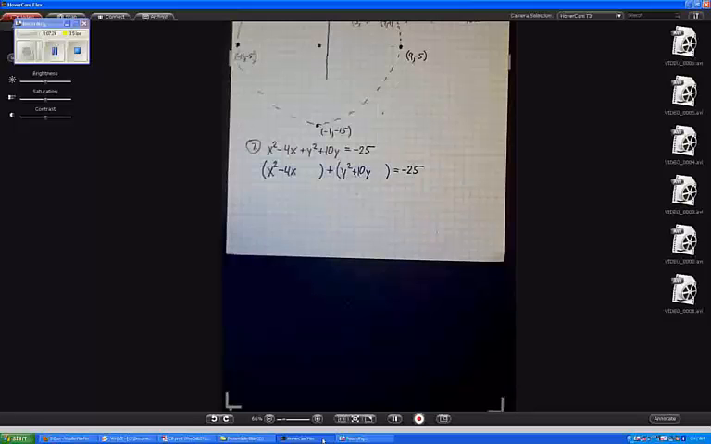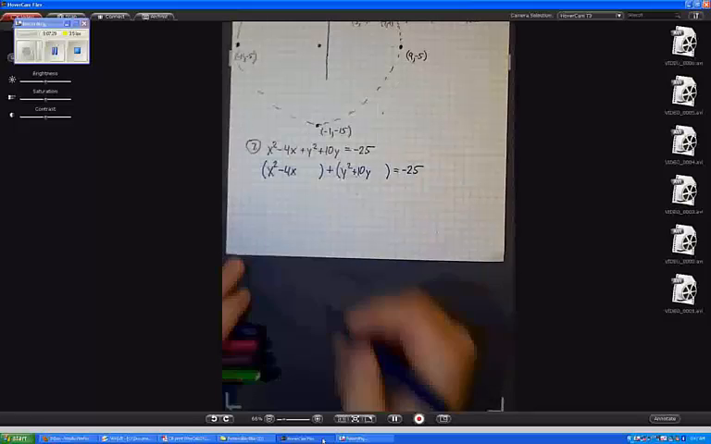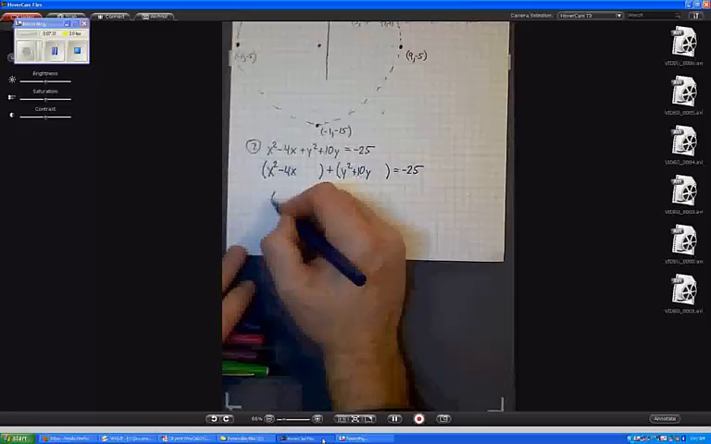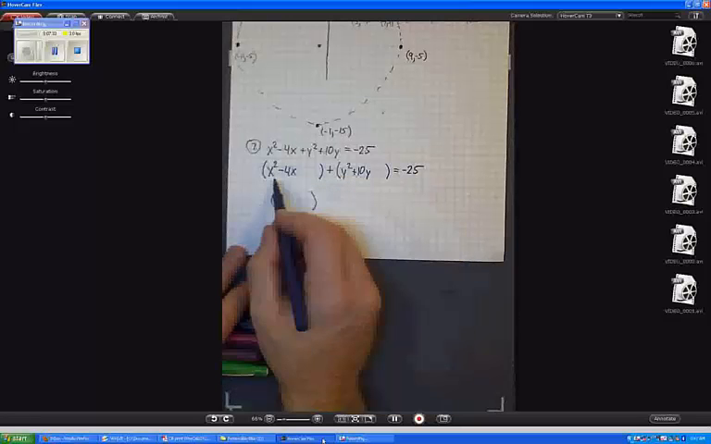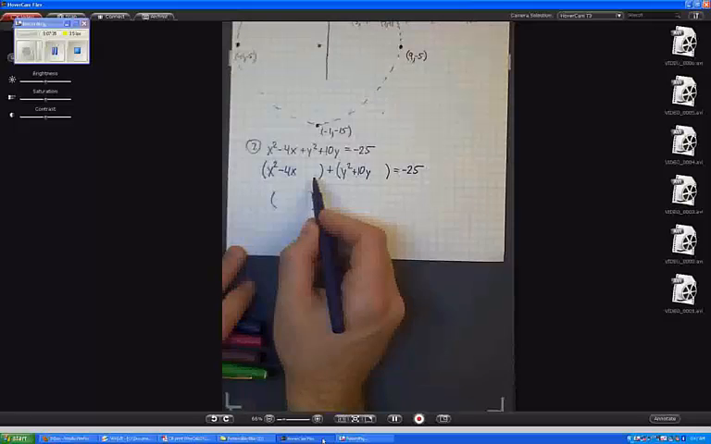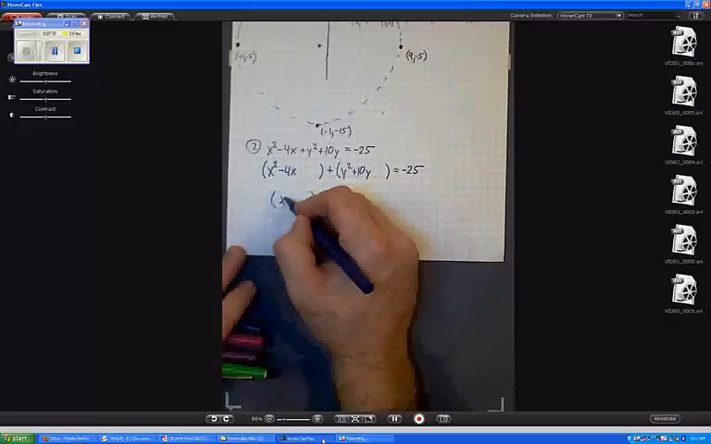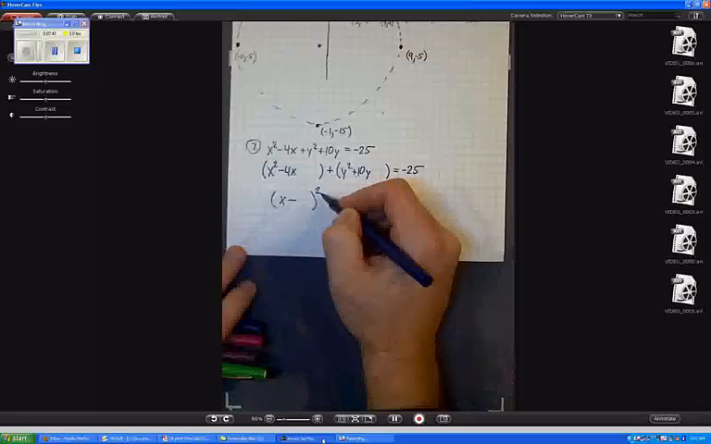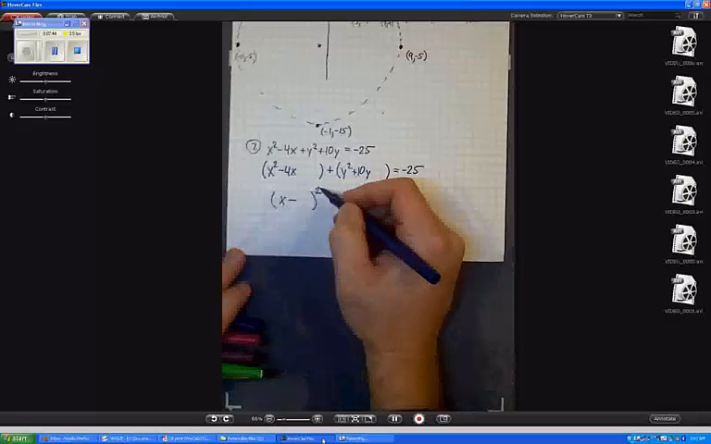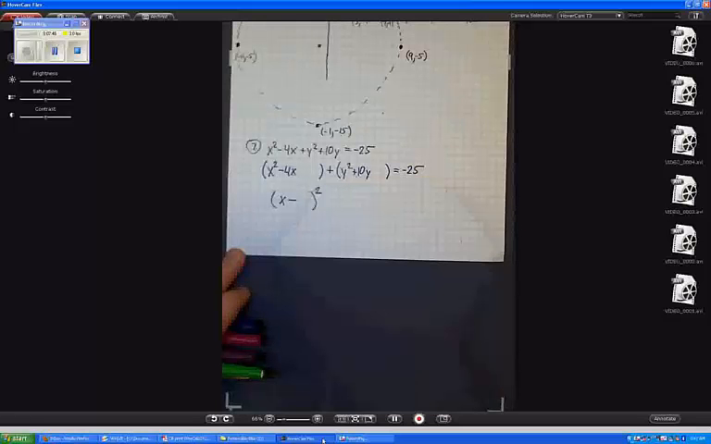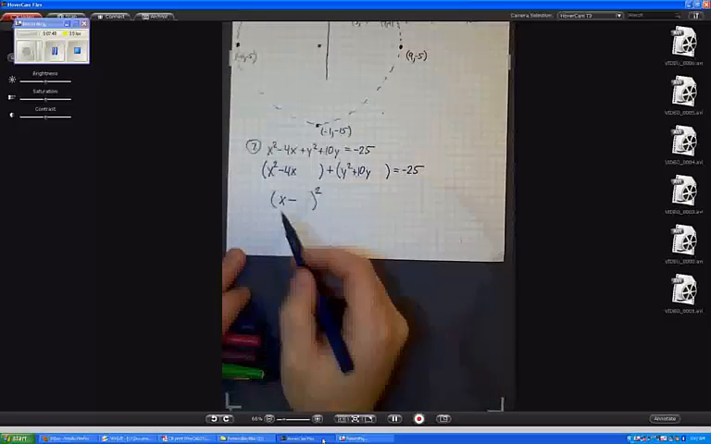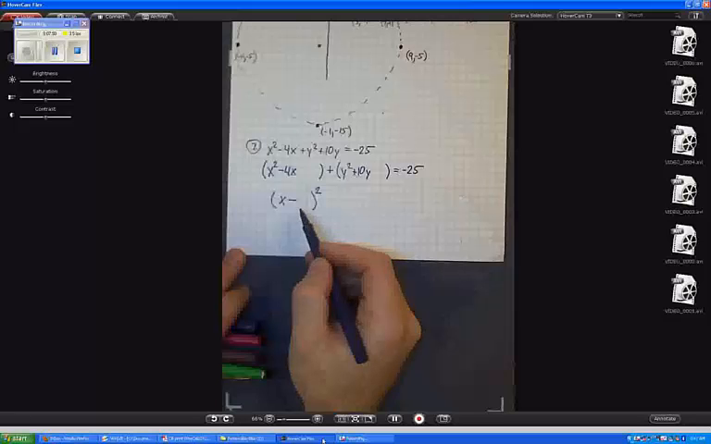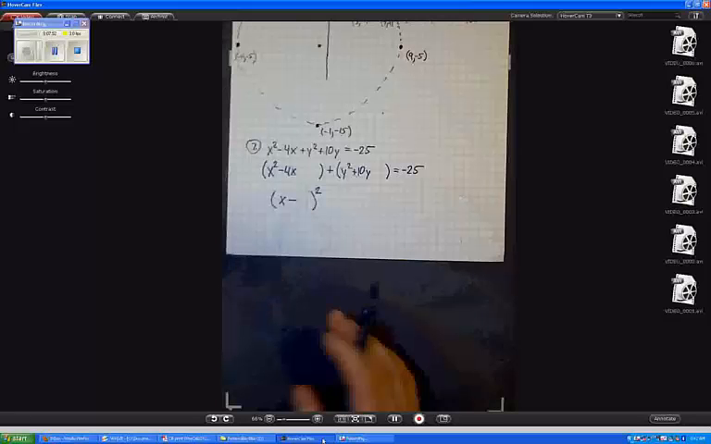And you might say, well, why are you doing that? Well, the reason is what I would really like to happen is that eventually this becomes a perfect square trinomial so that I can write x minus something squared, right? Because we need x minus h squared. Does this make sense to you? I need to get x minus h squared so I can see what the center of the circle is.